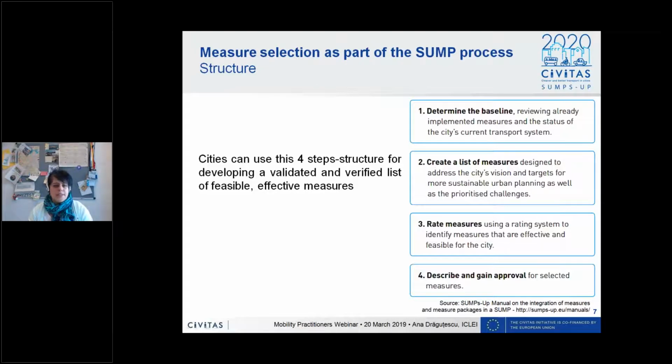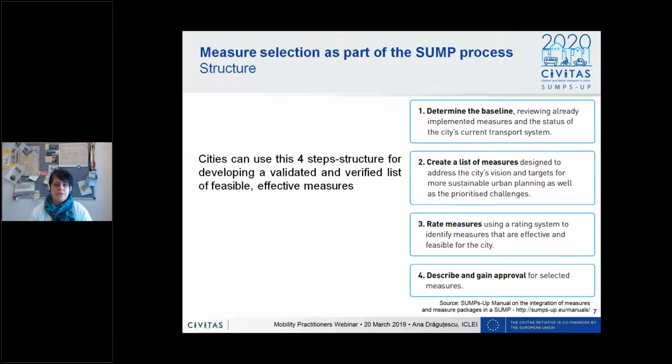There are different ways of creating this list of measures and going through this process of defining the measures, creating the list, rating the measures, and going to obtain approval for the list. I am going to introduce these steps for you to better understand the easiest way to go through this process.